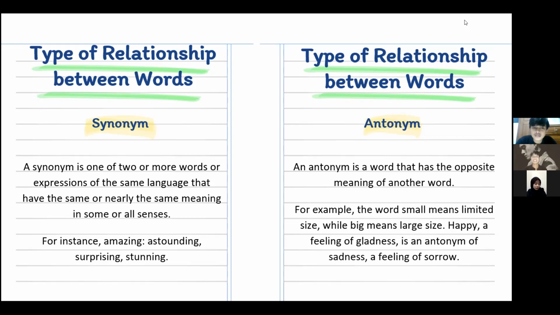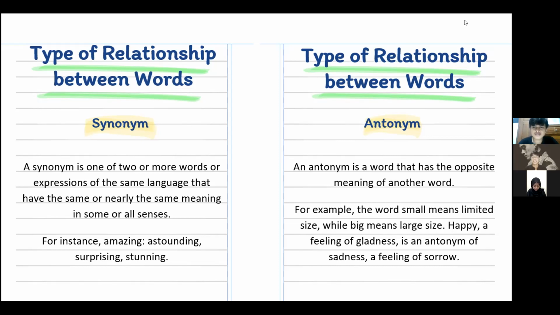And the fourth one is antonym. What is antonym? An antonym is a word that has the opposite meaning of another word. For example, the word small means limited size, while big means large size. And happy, which means a feeling of gladness, is an antonym of sadness, which means a feeling of sorrow.